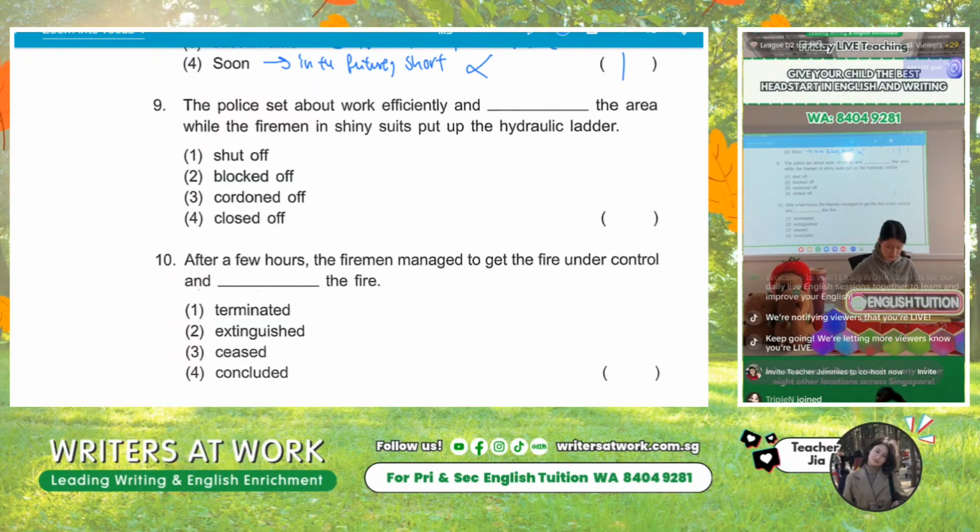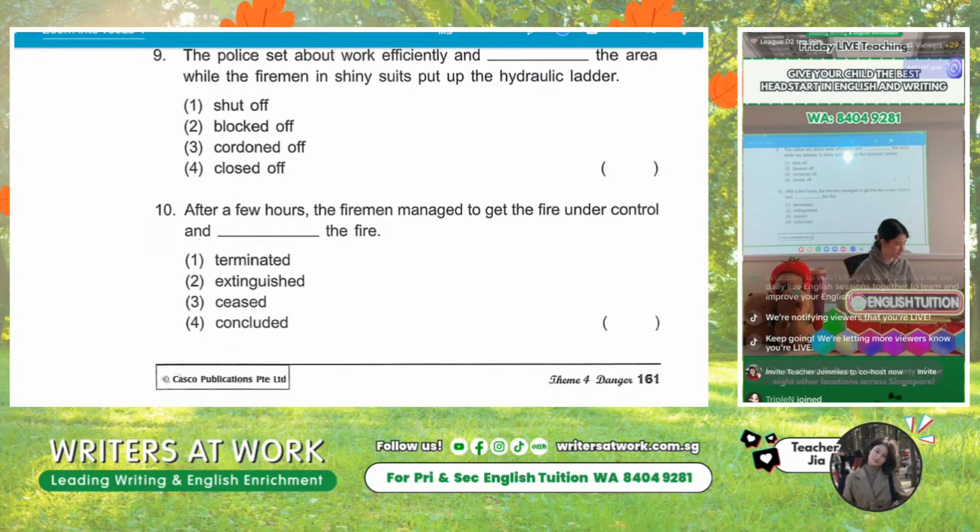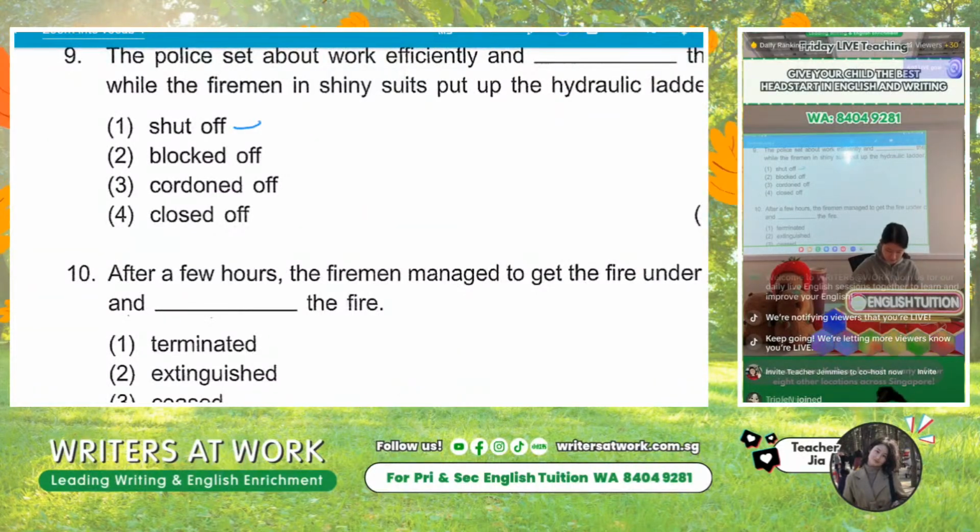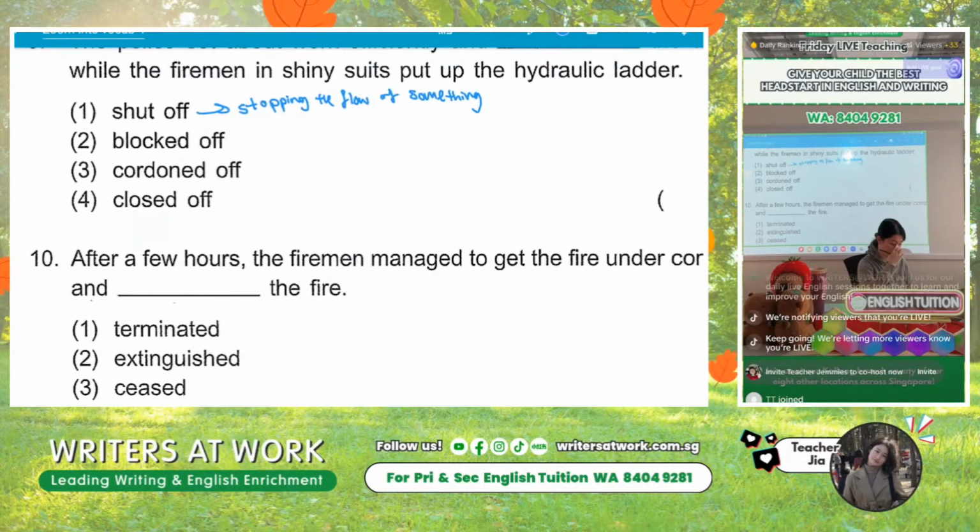So number one, we have shut off. Shut off refers to stopping the flow of something. Okay, you stop the flow of something. It can be water, electricity, or to turn off a device. Okay, slash turn off device.